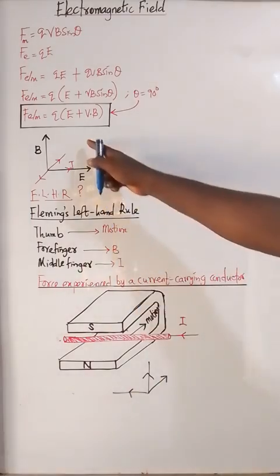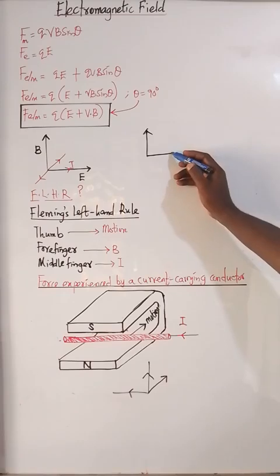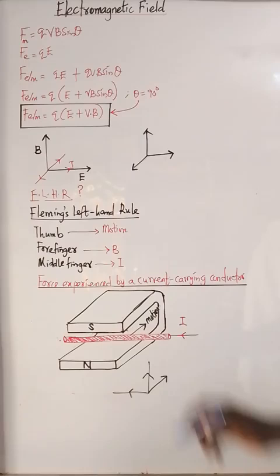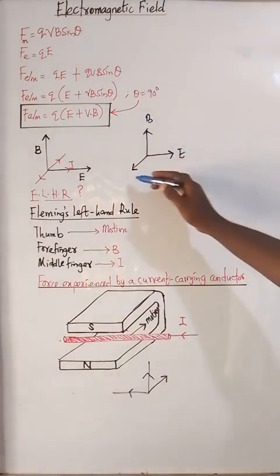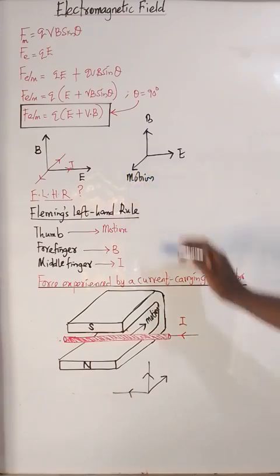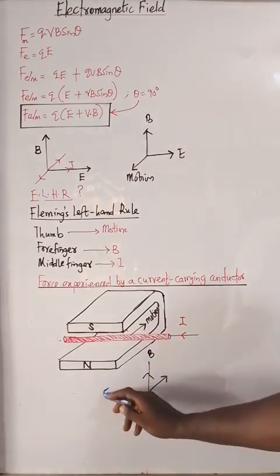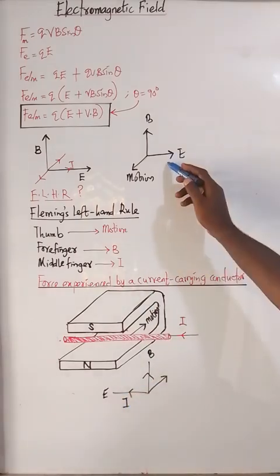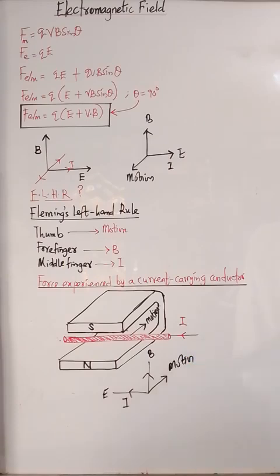But like what we have here, if the current is up and the field is to the right, then the motion is outside. So this is field, current, motion. This one is field, magnetic field, then current. I put I here for current, then motion. That is Fleming's left hand rule.